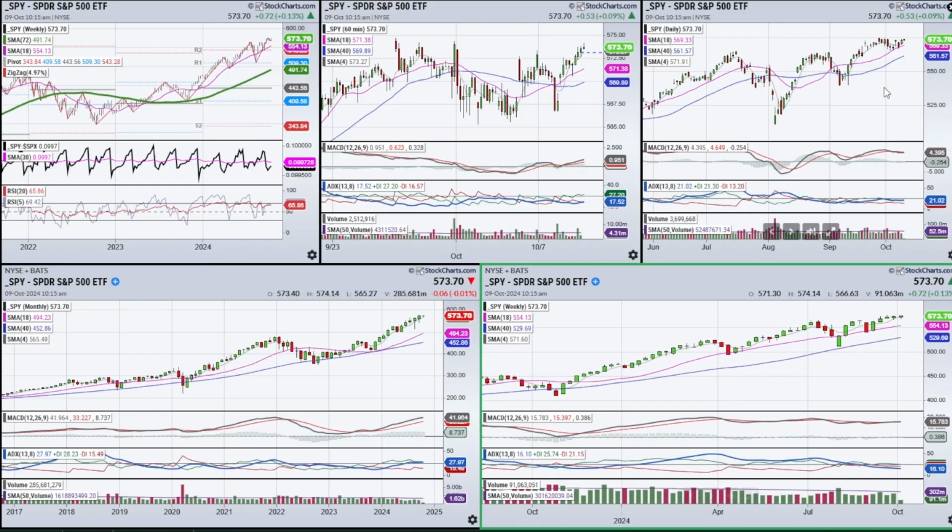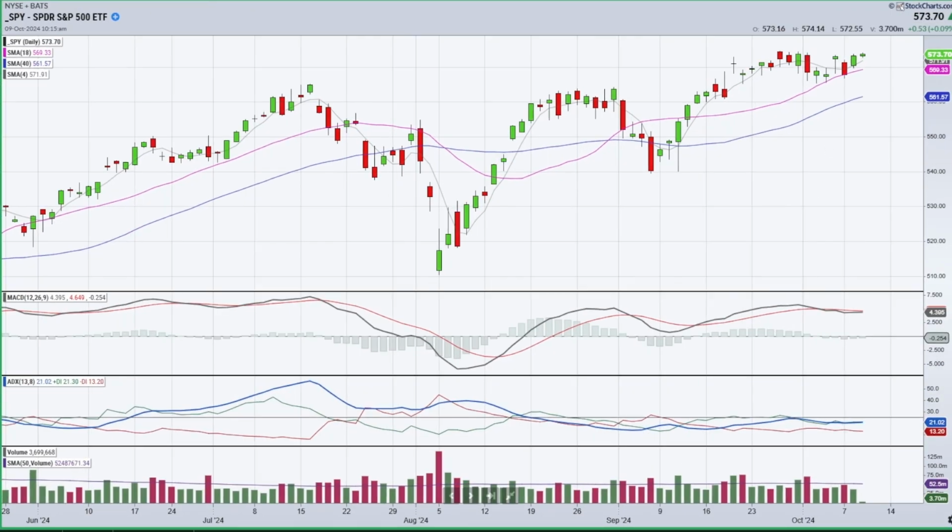The other thing that I'll say is on the daily chart, we have broken out and tested the support zone, but look at what's taken place.